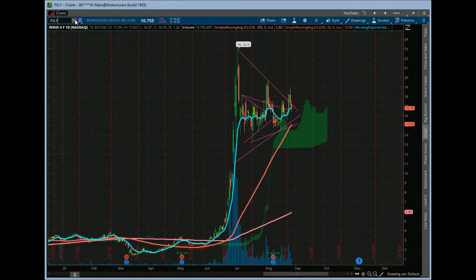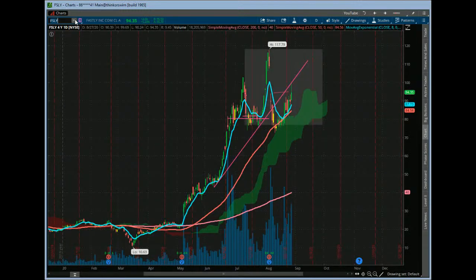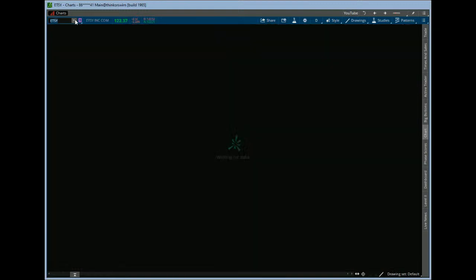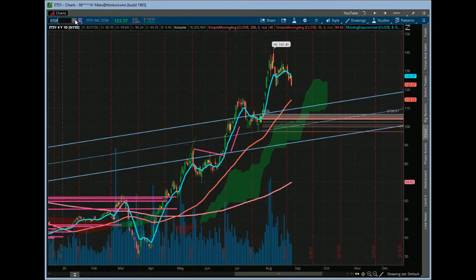Let's take a look at FSLY. Big push up today, and then a reversal off of its upper trend line, right? So it's still doing the trend box shenanigans. And then Etsy, again, just some weakness on this one. It's had an epic run up, but it's looking a little bit droopy there, right? So we'll see how that goes, with the ADMA really starting to curl over there.